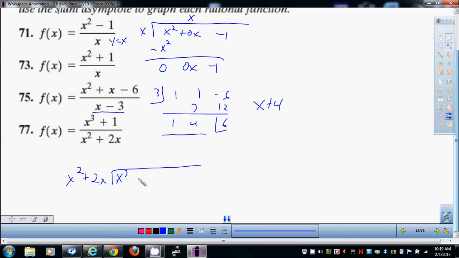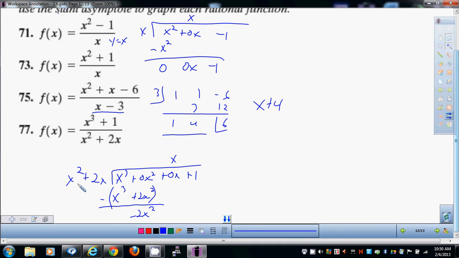Multiplying it back through. x cubed plus 2x squared. Subtract. 0x squared minus 2x squared is what? Negative 2x squared. What's negative 2x squared divided by x squared? Negative 2. Now I can stop right there. Everything else is just going to be a remainder. You'll only ever have an x in a number, maybe a 3x in a number or something. So here's our slant asymptote.